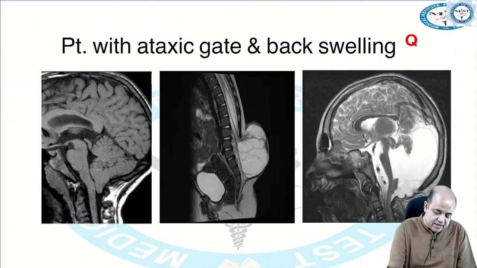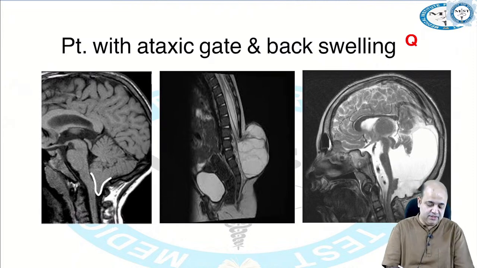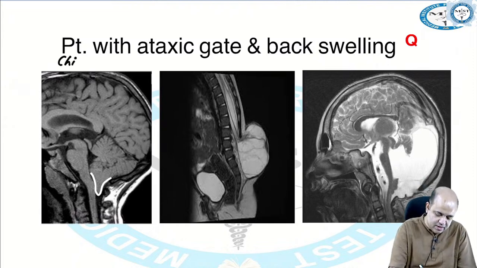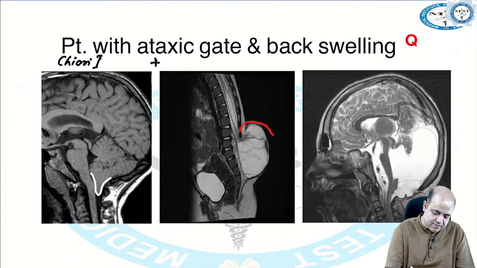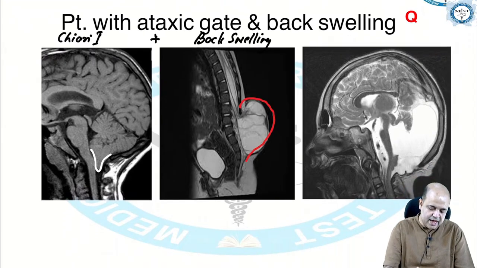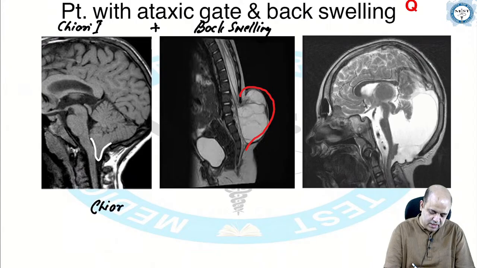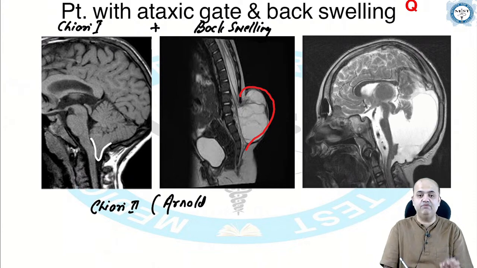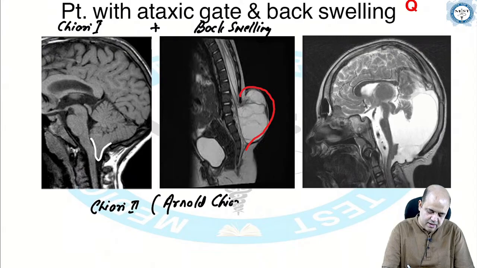What do we have? We see there is herniation of the cerebellar tonsil. This is a Chiari 1 malformation. And when this is combined with a back swelling, it makes the Chiari 2 malformation. This is Arnold Chiari malformation: tonsillar herniation plus a back swelling.